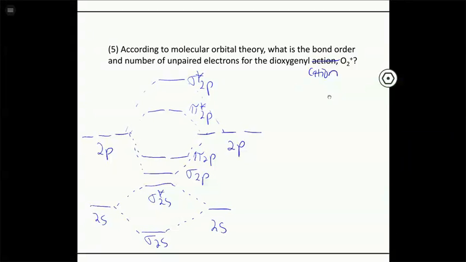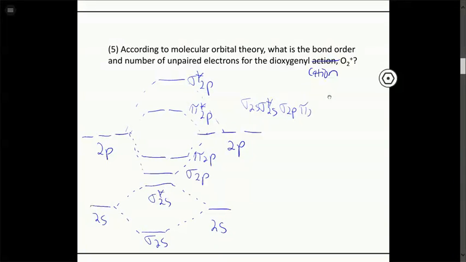The other way we can remember this, if you want to just memorize the order of the orbitals, is just remember what we're going to be doing is adding electrons to these. So the order of the orbitals for oxygen is sigma 2s, sigma star 2s, that's lowest energy to highest energy, sigma 2p, pi 2p, pi star, sigma star.